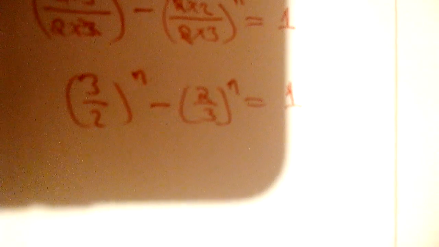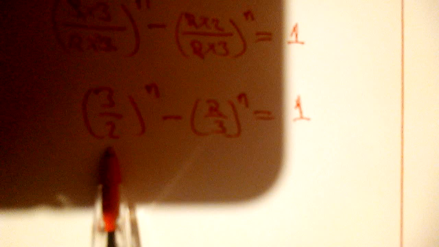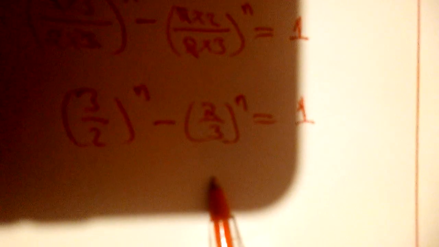Once this is done, we write 3 halves as it is. You can choose which one to make. The idea here is to have the same bases. If here we have 3 halves, here should also have 3 halves. But then how do you go about it? So what we're going to do here is some sort of interchanging of the reciprocals.